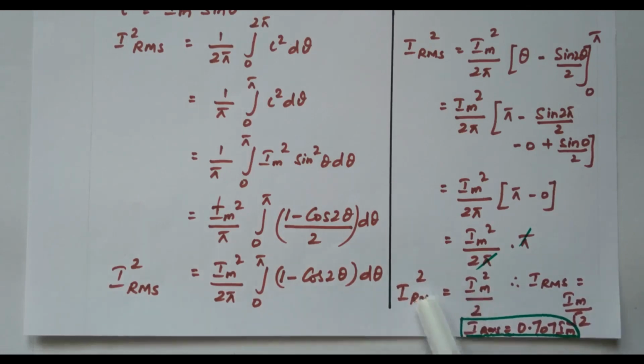Now we'll take the square root on both the sides. So I RMS equals Im divided by root 2. This Im square becomes Im, 2 becomes root 2. So 1 divided by root 2 is nothing but 0.707. Right, the numerical value is available. So I RMS equals 0.707 times Im. Now we'll go to the next parameter.